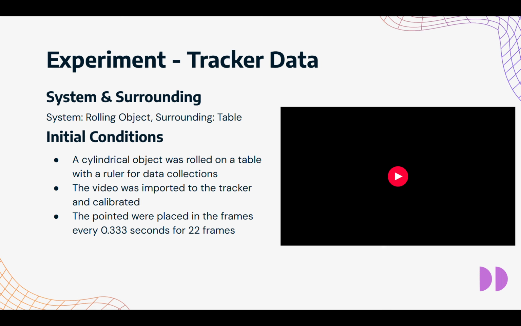The system was the rolling object and the surroundings were the table. A ruler was placed behind the rolling object to show how far the object rolls in the video. In both models, the initial condition was an object at rest being pushed by an external force. Both models had the same initial conditions and velocity. However, one model is observational and the other is computational.